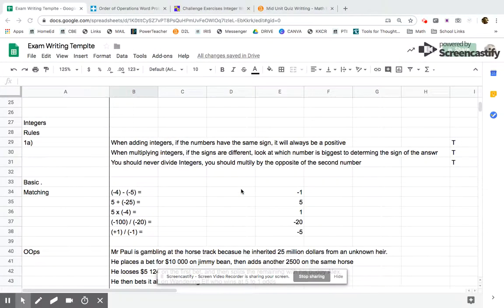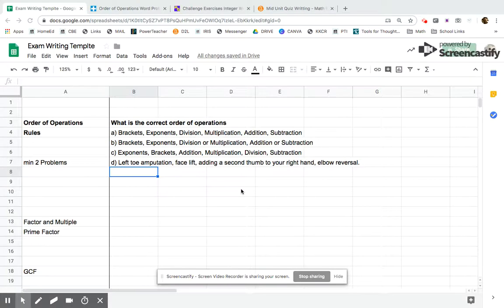Here's mine, order of ops. This is a pretty basic one. What is the correct order of operations? Brackets, exponents, division, multiplication, addition, subtraction. Brackets, exponent, division or multiplication, addition or subtraction. Exponents, brackets, addition, multiplication, division, or subtraction. Or left toe amputation, face lift, adding a second thumb to your right hand, and elbow reversal. Talking about operations. It might be silly, might be funny. I don't know, but it sure makes exam writing a lot easier.